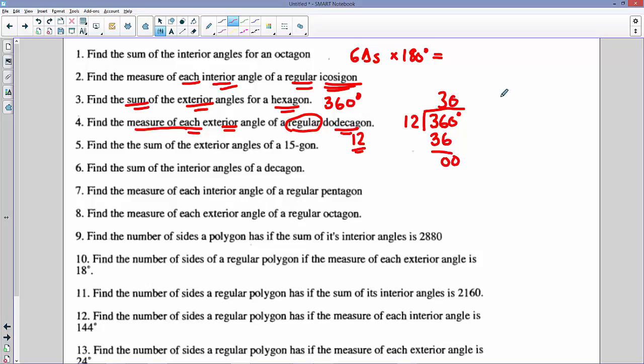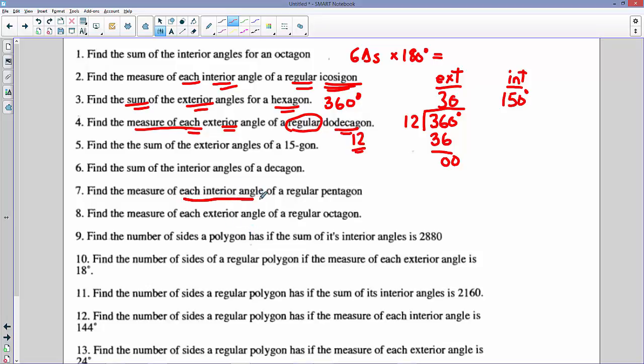What would that make each interior, by the way? 150, because each interior, they didn't ask us this, but we will ask you tomorrow, is a linear pair to each exterior. Okay? All right, I'm going to jump around a little bit because a lot of these are very, very similar, right? But we'll do this one.